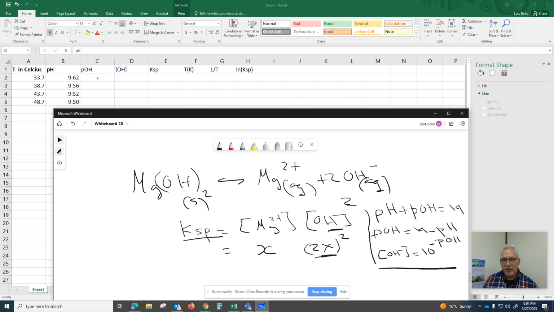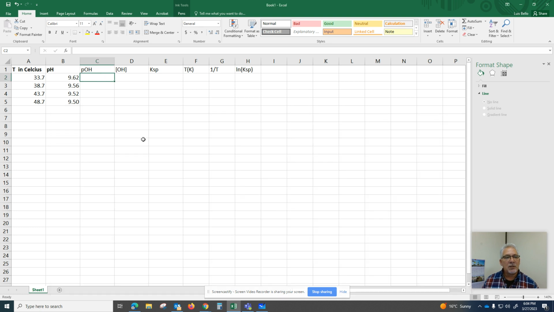So let's start doing some calculations on the Excel spreadsheet. The first thing will be finding pOH, and I mentioned before that it will be 14 minus pH. So my equation will be equal 14 minus the pH, which is this one, and I hit enter, and that will be the pOH. Dragging all the way down, let me increase the decimals here. Yeah, that will be the pOH, which is related to the concentration of OH.